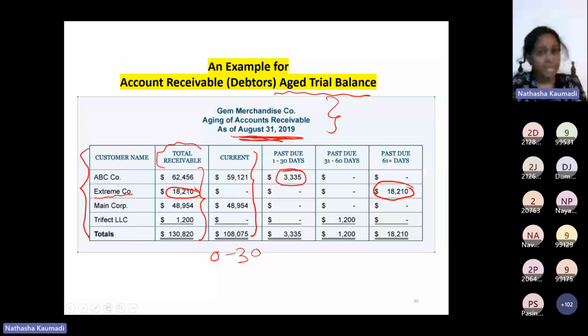So definitely we will have to allow for doubtful debts. Sometimes we will have to write off this balance as a bad debt. Now, if the auditor can analyze this aged trial balance, then the auditor can make certain decisions on whether the client has written off this balance or not. So after taking these into consideration, you are checking the valuation.